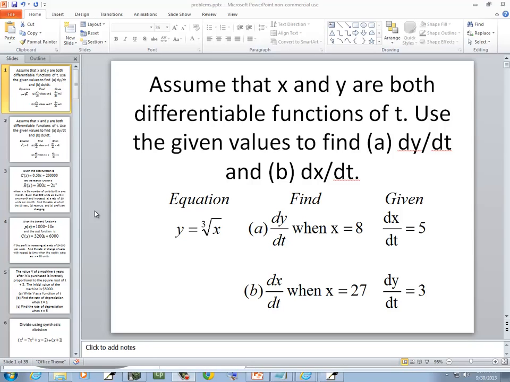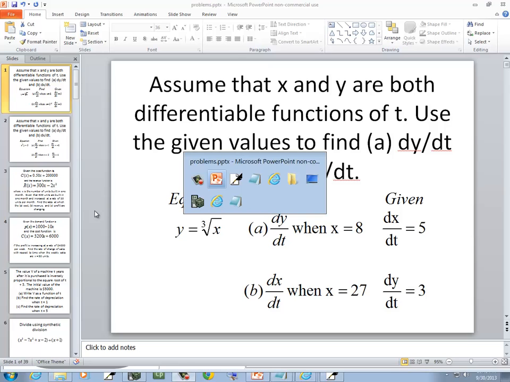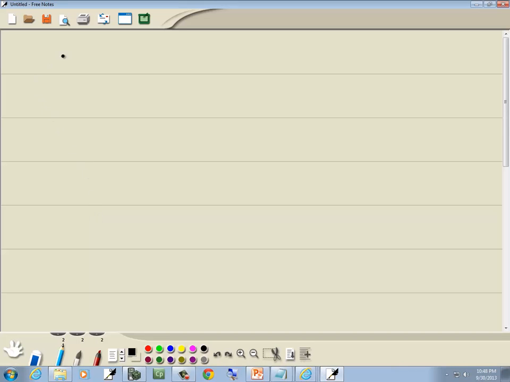In this problem, we want to assume that x and y are both differentiable functions of t. Use the given values to find dy/dt and dx/dt. So we'll find the derivative of y with respect to t and the derivative of x with respect to t. Now our equation is y is equal to the cube root of x.